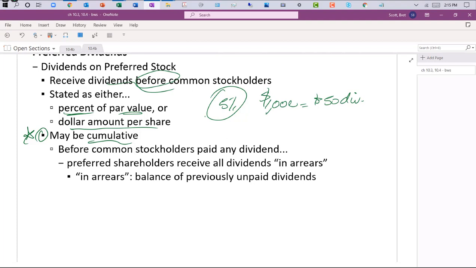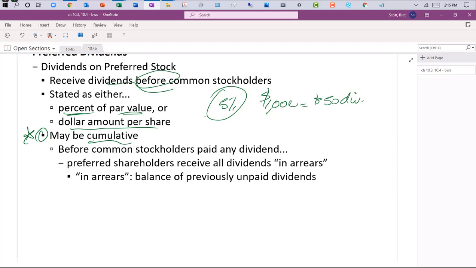And legally, they're entitled to nothing. So if we're the company, we can skip a dividend payment, and preferred shareholders can complain all they want. But at the end of the day, they have no legal right to any dividends if the board declares none. This just simply says this is what you'll get if the board declares.